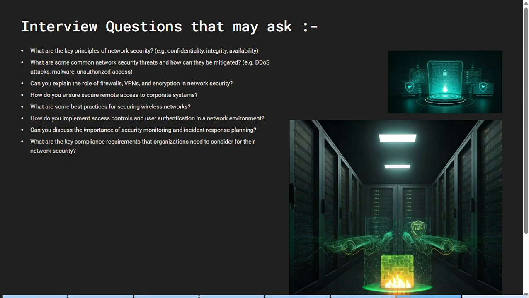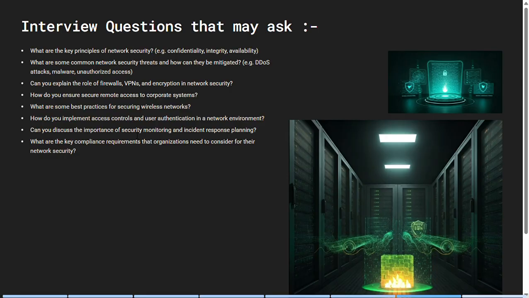Next question, can you discuss the importance of security monitoring and incident response planning? Yes, security monitoring detects suspicious activities in real time, uses SIEM tools, IDS, IPS, log analysis, etc. Incident response planning benefits are faster response, reduced damage, compliance, reputation protection. Incident response planning has steps to identify, contain, eradicate, and recover from breaches. It includes playbooks, response teams, and communication plans.